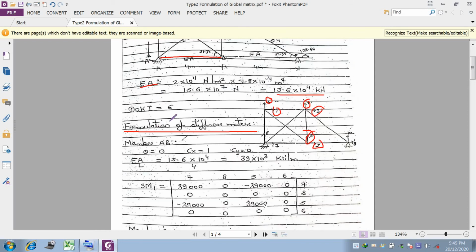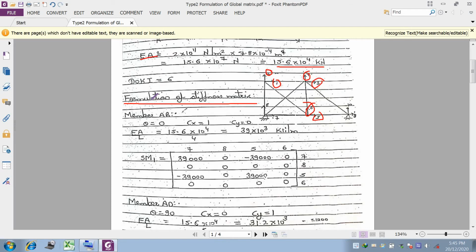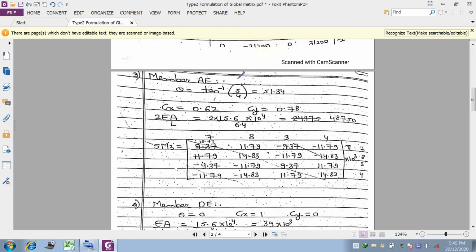So initially I have considered the joint A. You can choose any of the joints. I have considered joint number A, and it is better to start from the left side. So AB is calculated. Similarly, AD you can calculate. Similarly, AE you can calculate.